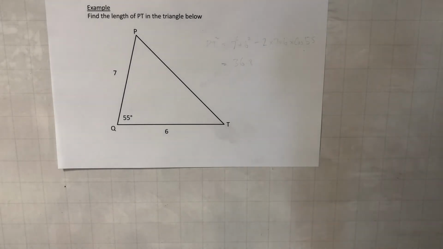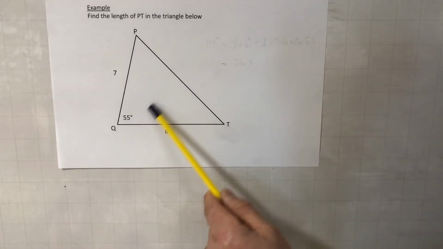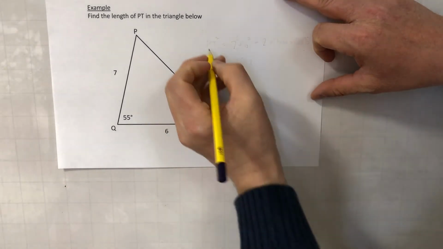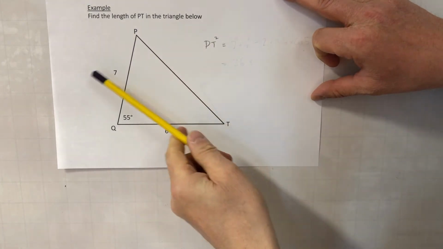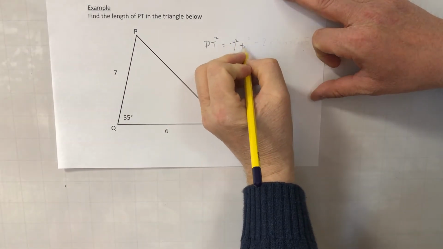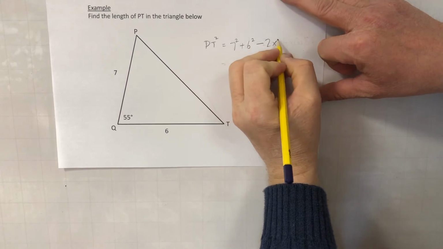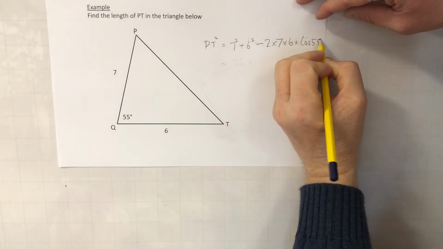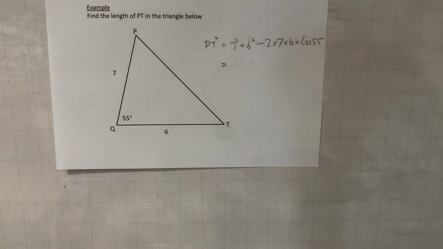So in order to answer this question, we're going to use the cosine rule. Now the reason why the cosine rule is used here is because there's only one angle mentioned. I'm not trying to find these angles, so only one angle is mentioned. So cosine rule. So this side, PT squared, will equal 7 squared plus 6 squared. Take 2 times 7 times 6 times by the cos of the angle 55. Now all of that can be put into the calculator in one go. So we have 7 squared plus 6 squared, take 2 times 7 times 6 times cos 55 equals 36.8.